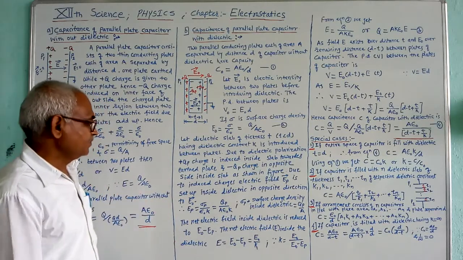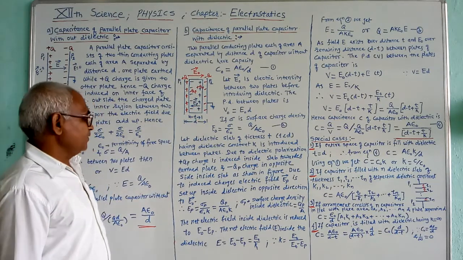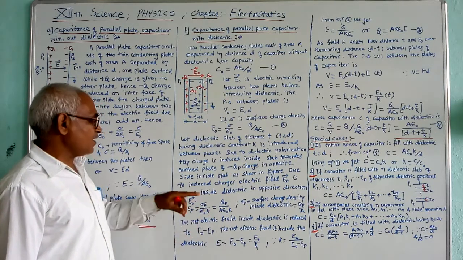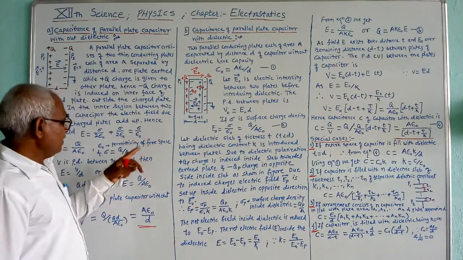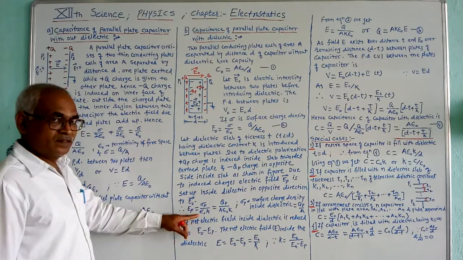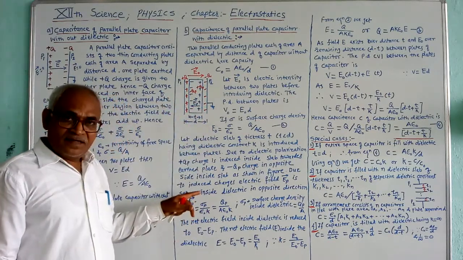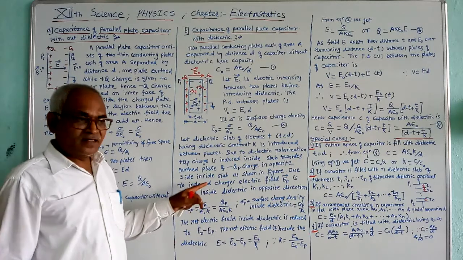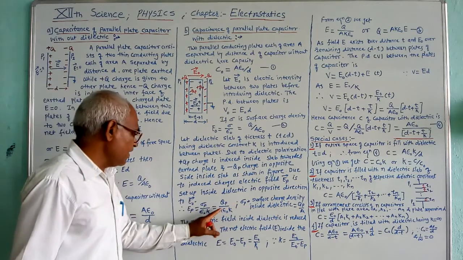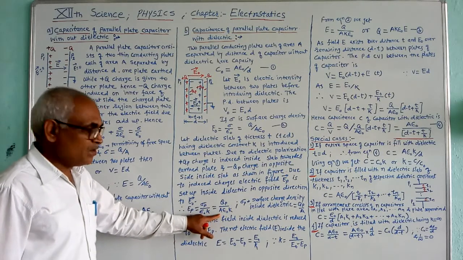Therefore, this electric intensity EP is equal to sigma P upon epsilon 0 K, by applying this equation. Here sigma P is the surface charge density inside the dielectric due to polarization, and it is equal to QP upon A. Substituting its value, we get the magnitude of EP equal to QP upon A epsilon 0 K.